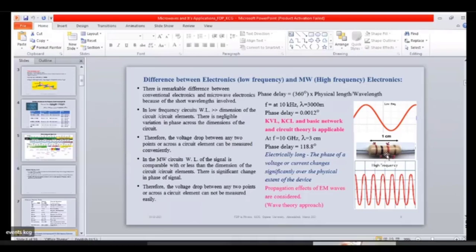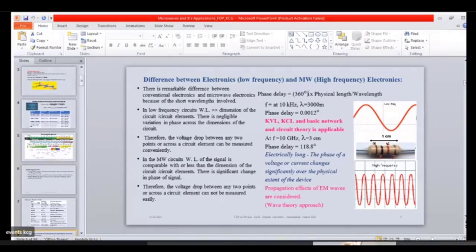Here an example is given. Suppose you take a low frequency circuit element called a resistor, and its length is, suppose, 1 centimeter, okay? And this resistor is connected in a circuit using a frequency of 10 kilohertz. If the frequency of the electrical signal is 10 kilohertz, then its wavelength is 3000 meters. If the length of this circuit element is 1 centimeter, what amount of phase delay is produced when this electrical signal passes through it? It can be calculated using this equation.